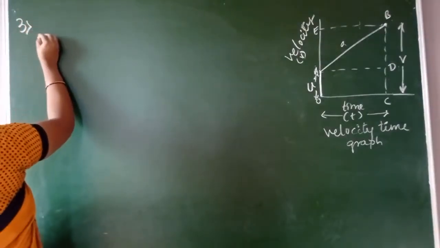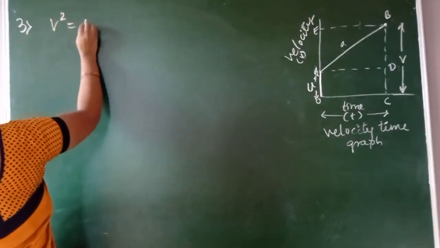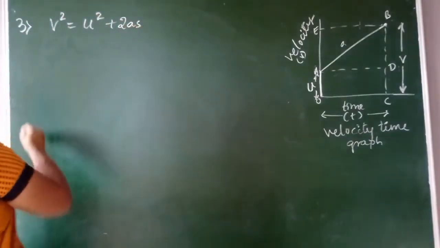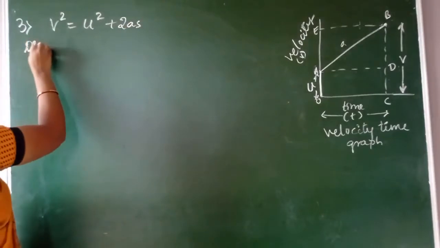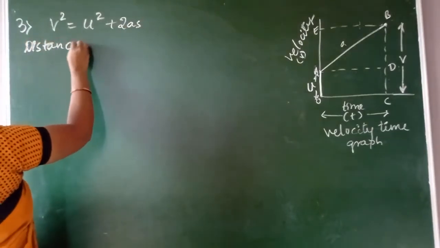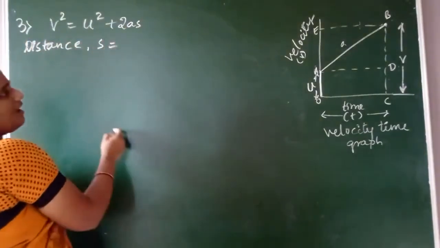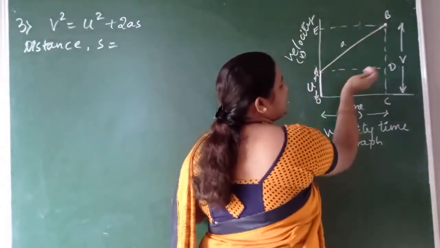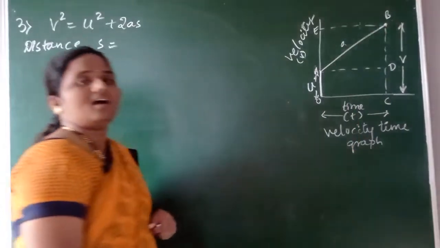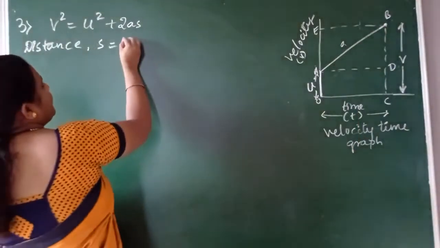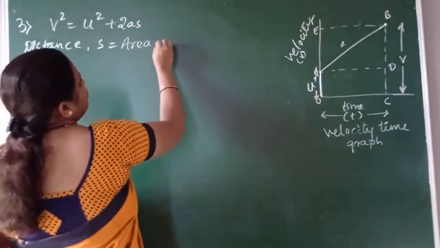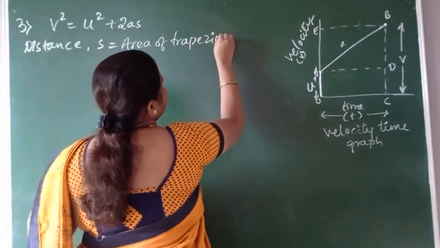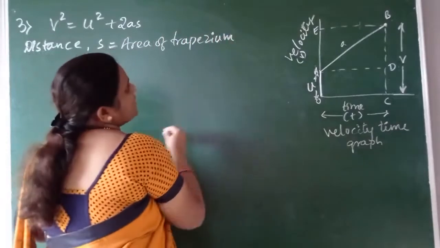Okay, now we will solve the third equation: V square equals U square plus 2AS. Suppose the distance travelled is S. Here the figure looks like a trapezium, OABC. So the distance is the area of the trapezium OABC.